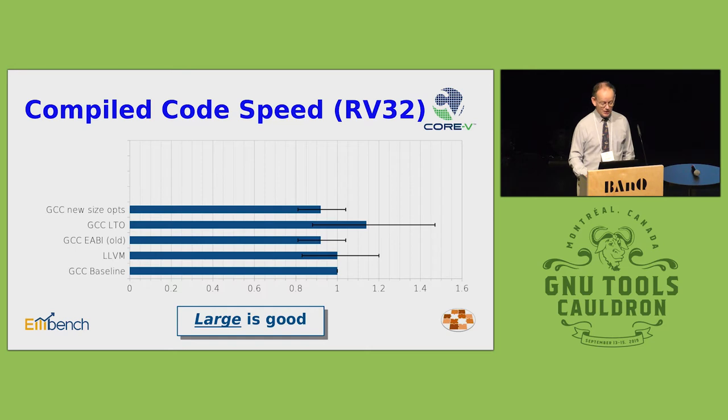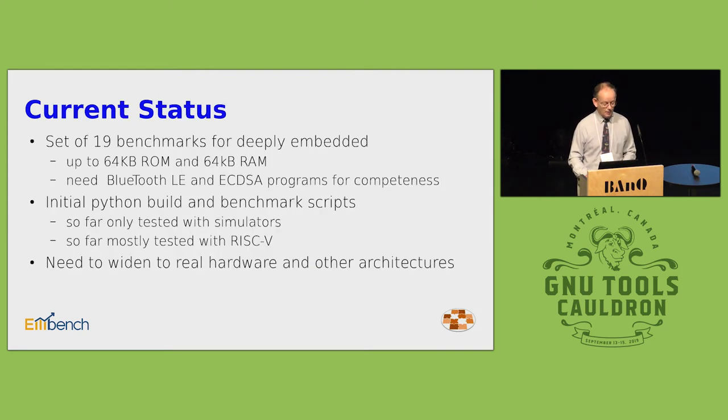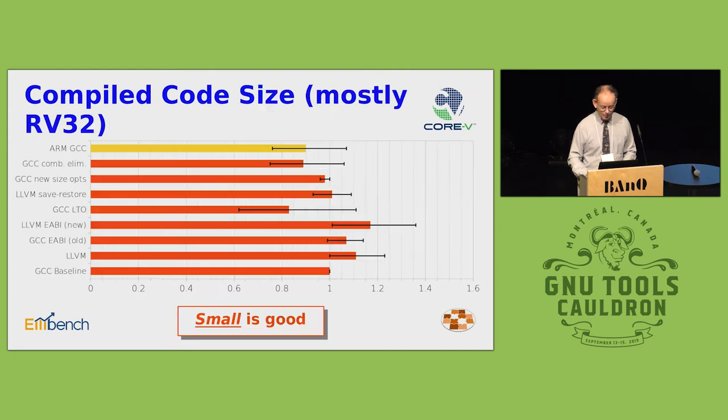And you can see that code speed, LLVM is comparable. The old embedded ABI is a bit slower. GCC LTO makes it go faster. And we've got some new optimizations for size, and they actually make it a bit slower. Okay, and on the whole, you want to be as large as possible.